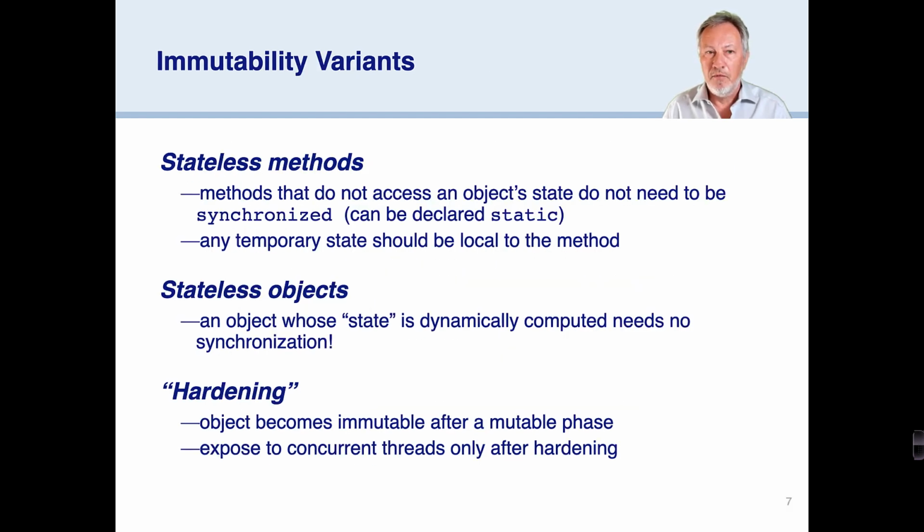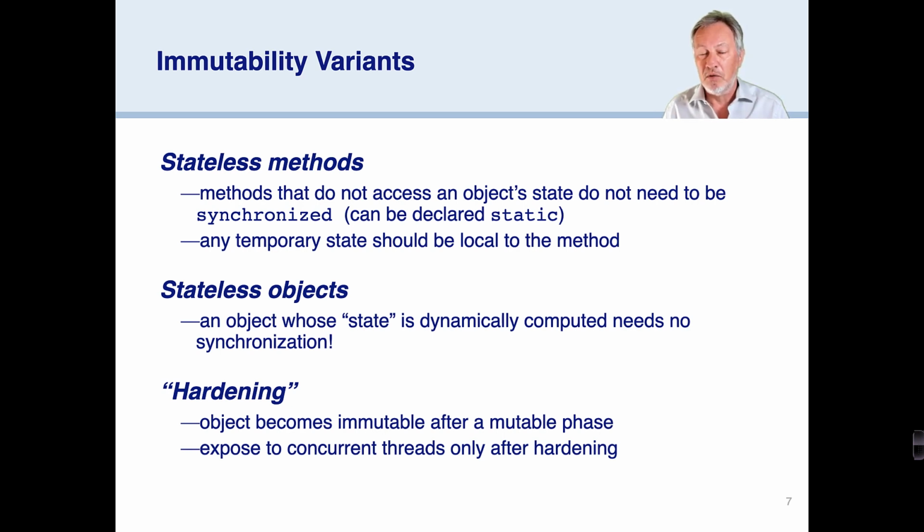There are some variants of this basic idea of immutable classes, and here are a few of them. One is the idea of stateless methods. So you may have a class that's not fully immutable, but there may be particular methods that don't depend on an object's state, or may depend only on part of the state that does not change. So if you have such a case, then such methods do not need to be synchronized.